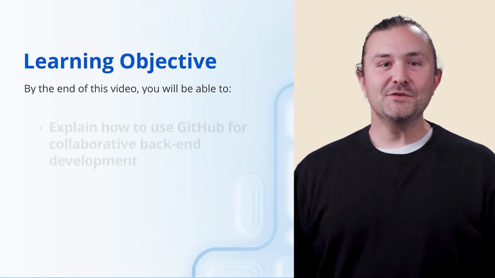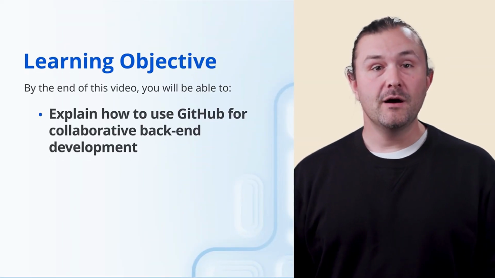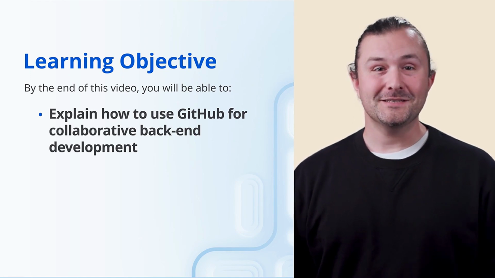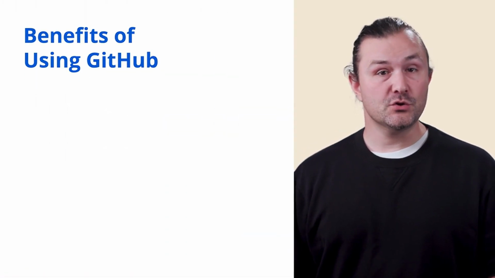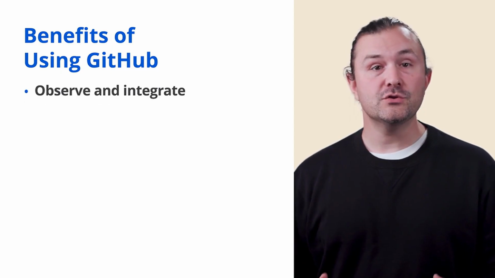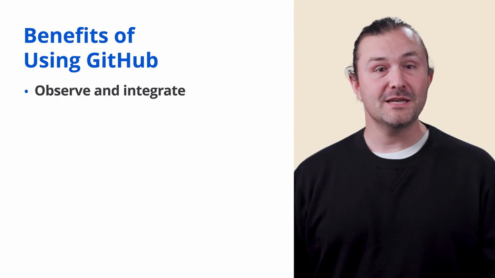To keep everyone on the same page, your team relies on GitHub, a powerful version control system that allows for seamless collaboration, change tracking, and efficient peer reviews. In this video, we will explain how to use GitHub for collaborative backend development. GitHub is more than just a place to store code. It enables collaboration through the lifecycle of a project, making sure that everyone's contributions fit together seamlessly.